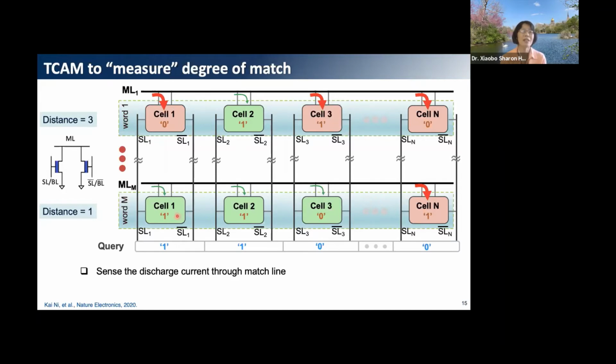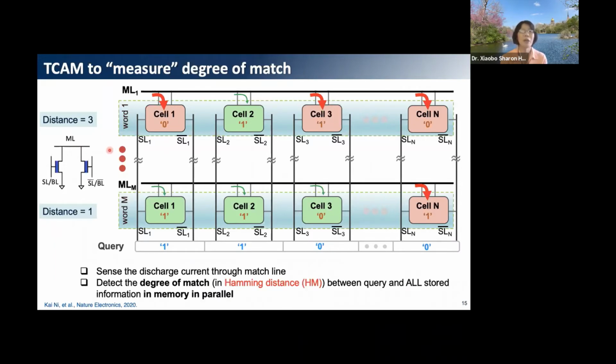So in this case, match line M has a distance of 1, and match line 3 has a distance of 3. So when we say distance, you probably can see immediately that this is measuring what we call the Hamming distance, okay? So this will become important later on. And this type of Hamming distance and measuring the degree of match actually can be very useful in, say, nearest neighbor search types of applications.